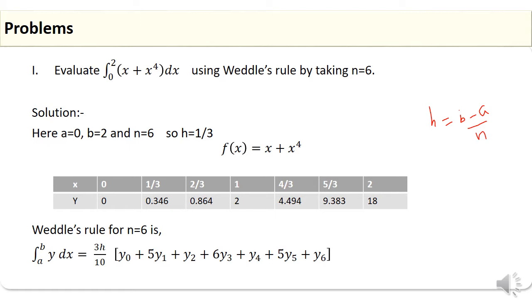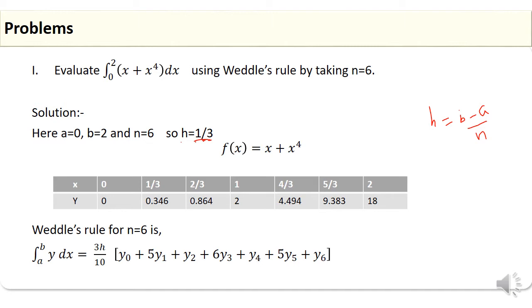And in this problem, we'll keep h equal to 1 by 3 in fraction itself to get exact upper limit 2. So the function is f of x equal to x plus x power 4. And take a table of x value and y value. X value starts from 0 and it reaches till 2 by taking h equal to 1 by 3. That means we have to add h in each term. Starting from 0, add h, 1 by 3. Add h again, we'll get 2 by 3. Again add h, we'll get 1. Similarly 4 by 3, 5 by 3 as well 2.